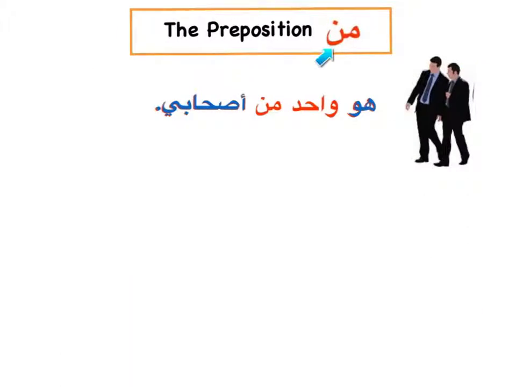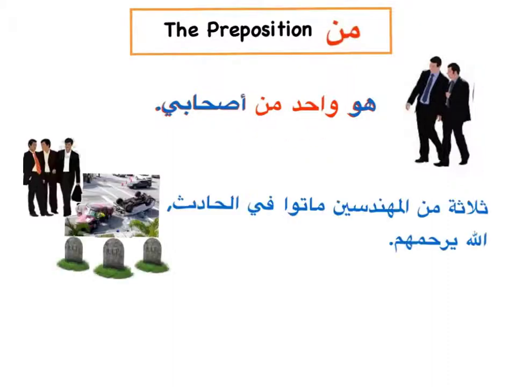Another example with preposition من. هو واحد من أصحابي. He's one of my friends. One of. واحد من. For example is 3 من المهندسين ماتوا في الحادث الله يرحمهم. So you have 3 engineers died in an accident. Allah يرحمهم means may God rest their souls.